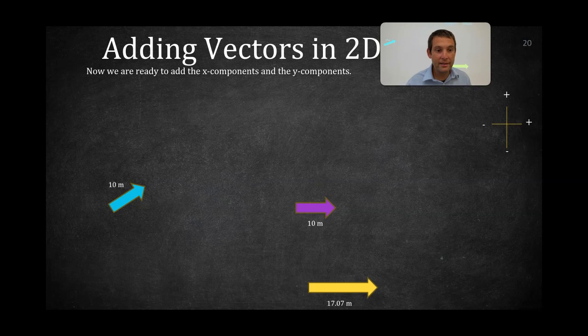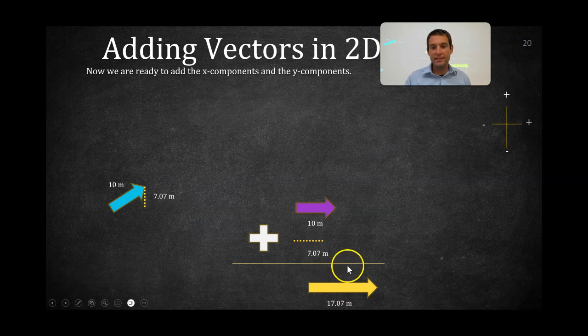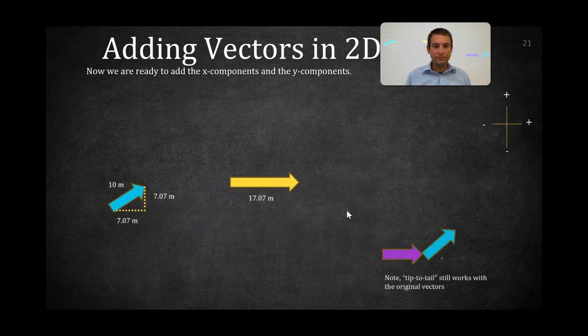Now we're ready to add the x and y components. How do we add x and y components? Take our x component and we can add it to the other vector, which is already along the x-axis. Remember, we have to treat the x stuff separate from the y stuff. So we can add 10 plus 7 to get this 17.07 meters as our magnitude in the x direction, or the x component. To get the y component, we already have the 7.07.